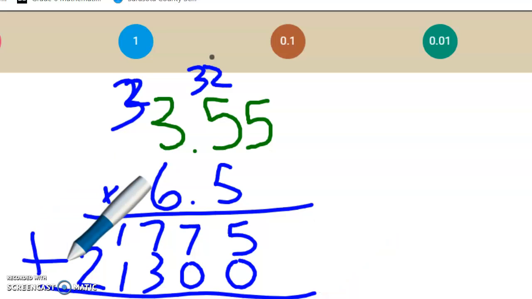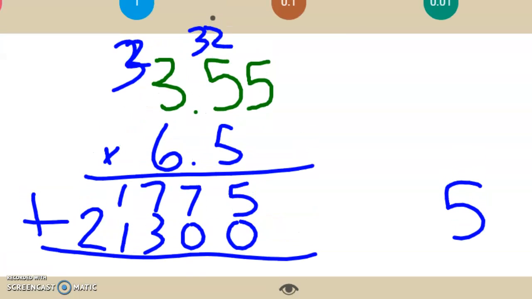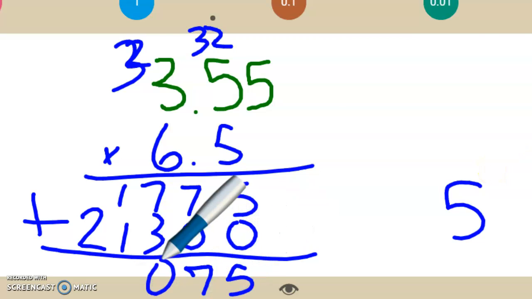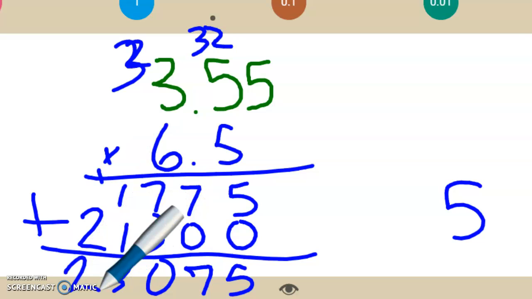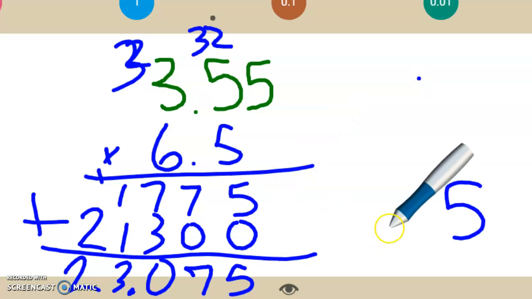So now we just add these up. I could probably bring it down a little bit further so we could do it right underneath there. There we go. Hopefully you guys can see this. It's 5 and 7 and 10 and 3 and 2. So now we count our decimal places. 1, 2, 3. 1, 2, 3, and we end up with 23 and 75 thousandths. Don't forget you have a 0 there.